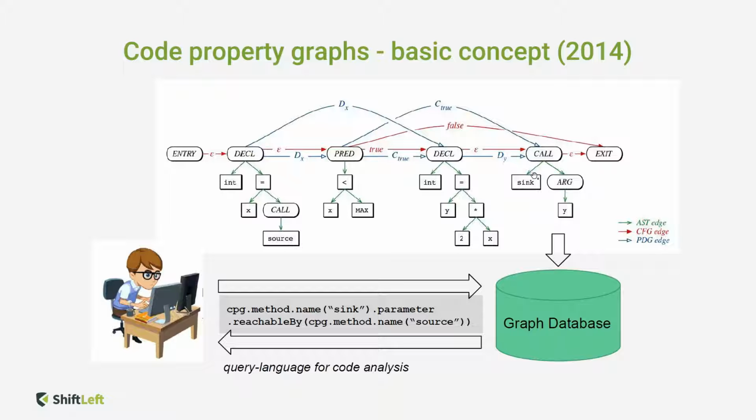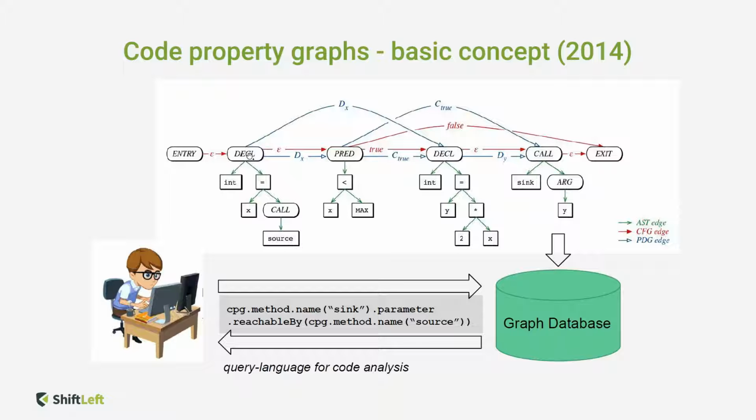So a property graph is a graph, so nodes and edges, where the edges are labeled so that you can represent different kinds of relationships within a single graph. And then finally, within the nodes, you can store information in the form of key value pairs.